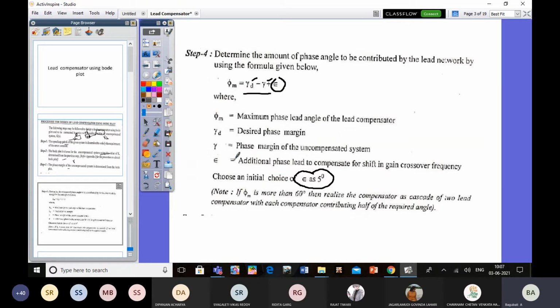Suppose you calculate phi m and its value exceeds 60 degrees. If the phi m value exceeds 60 degrees, then we connect the lead compensators in cascaded form. So we take phi m equal to phi m by 2. Suppose here it is 60 degrees, we take 30 degrees and proceed for the entire problem. Okay, dear, proceed with the entire problem.